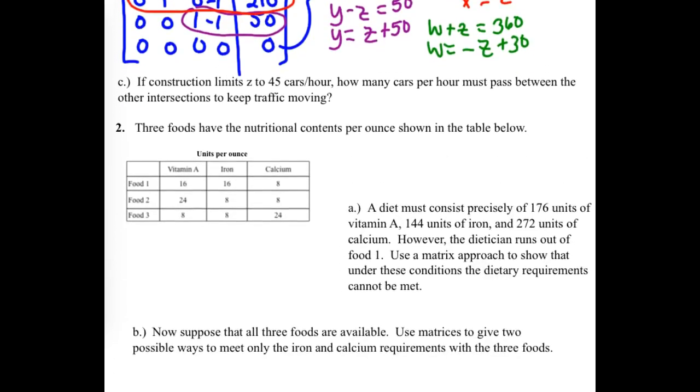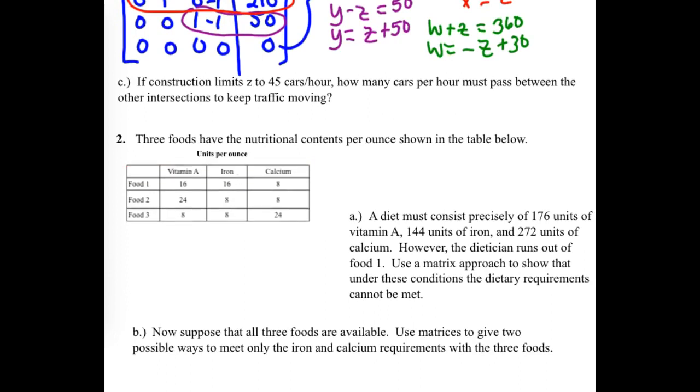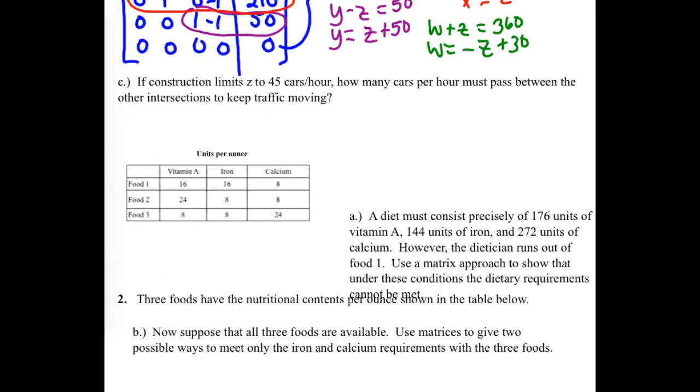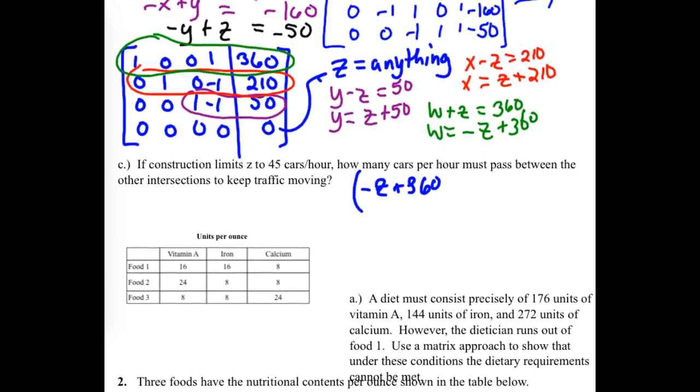All right. So my solution, we said W is negative Z plus 360. Sorry, I'm noticing a mistake here. All right, and then my X was Z plus 210. My Y was Z plus 50, and Z could be anything. All right, so there's my solution. It's an infinite number of possibilities.